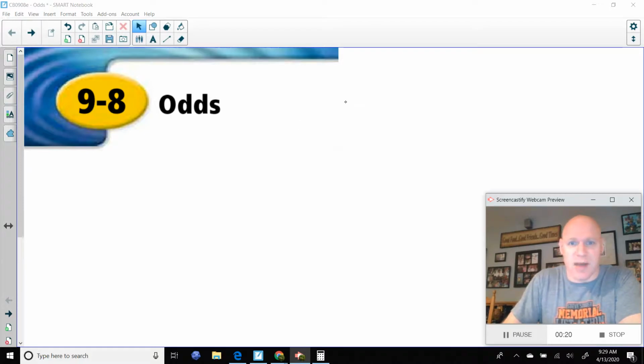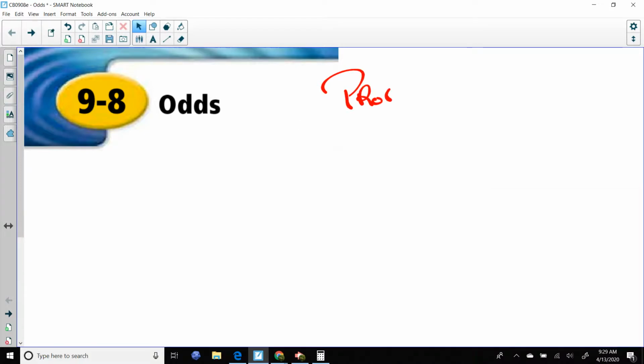So first of all, let's go back to what a probability is. A probability is going to be favorable outcomes divided by the total number of outcomes. And that's going to be a decimal equivalent, some sort of a percent, and that'll be your probability.